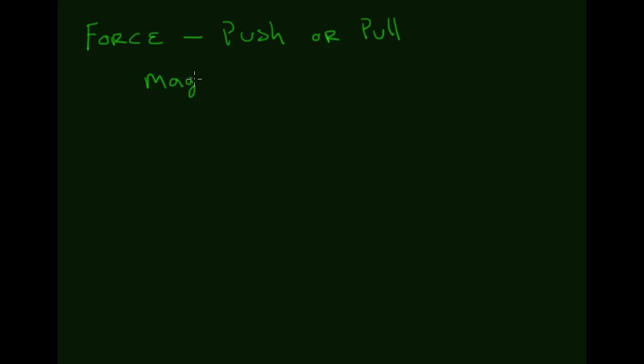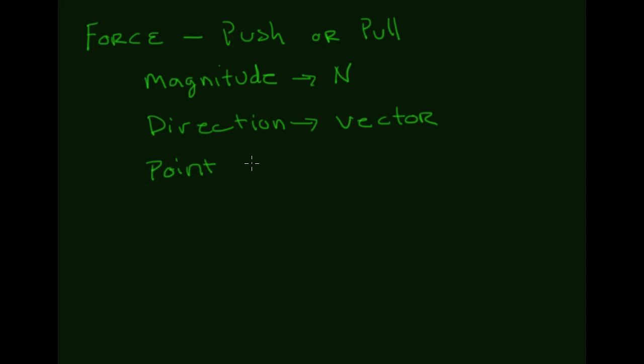We describe its magnitude. Typically nowadays we give the magnitude in newtons. We give the direction of the force. Oftentimes this is given as a vector. And the point of application. So this is the location where the force is applied.